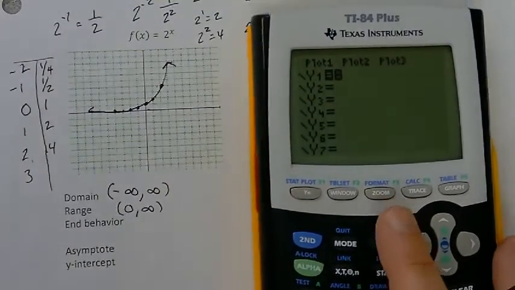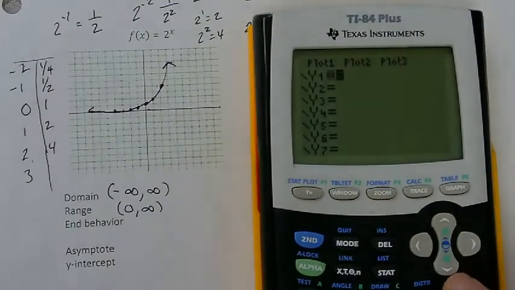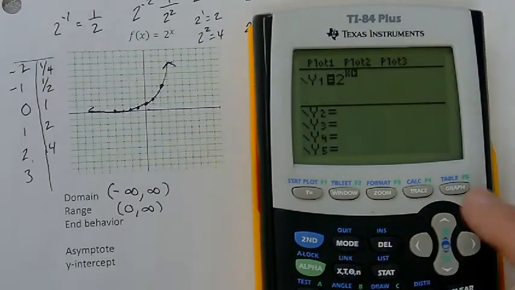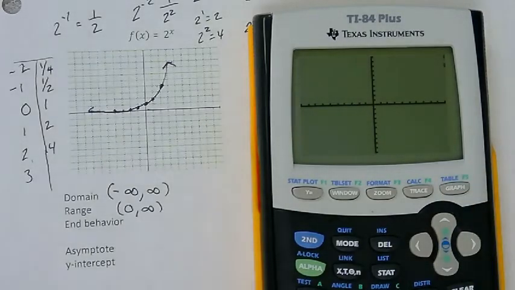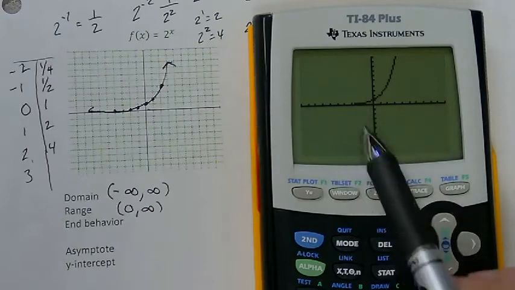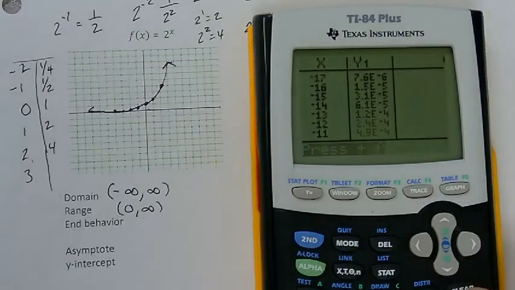So let me type in the equation 2 to the x power and hit graph. So our graph looked like this. Notice it never drops down. But let's look at the table.